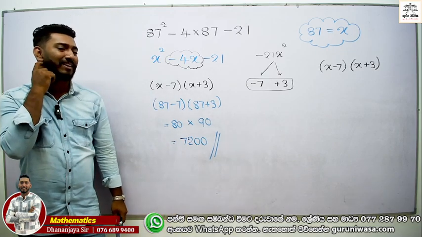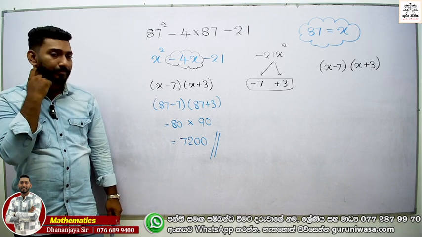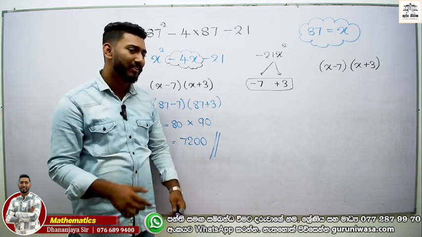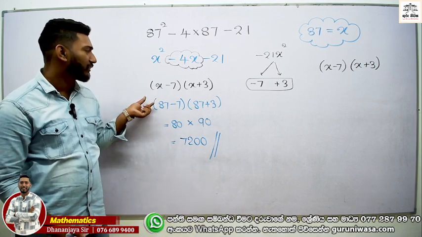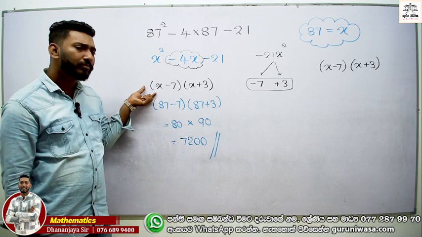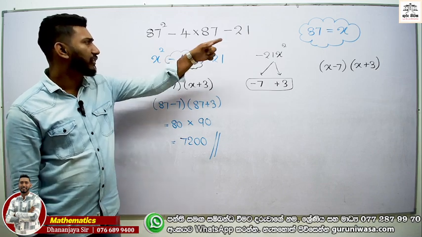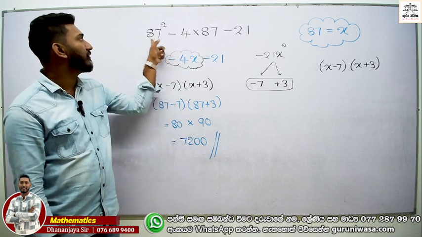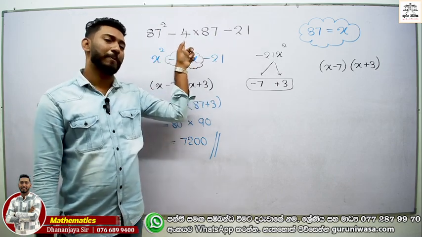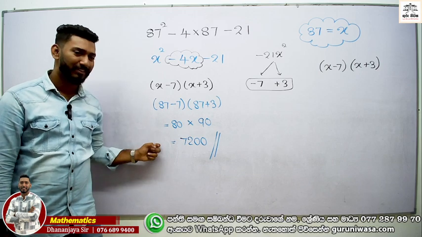Right. After finding the factors, you need to substitute 87 for x because you need to find the value. Now understood? Now you have to write this one. Right. Okay, note down.